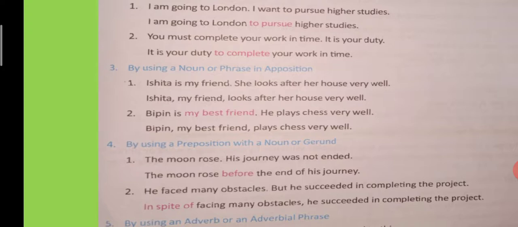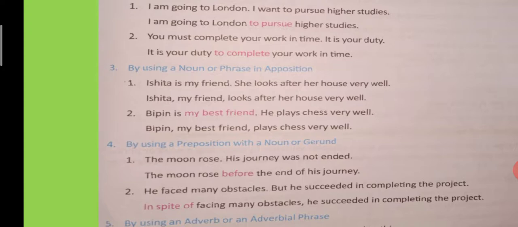Ishita is my friend. She looks after her house very well. You have to convert it into a single simple sentence. Here, first you will write Ishita, then give a comma: my friend, comma, looks after her house very well.